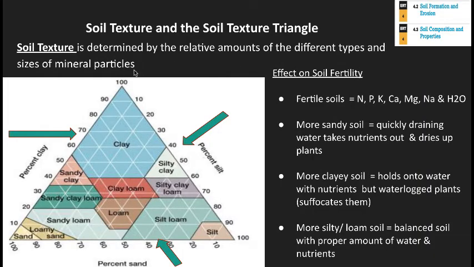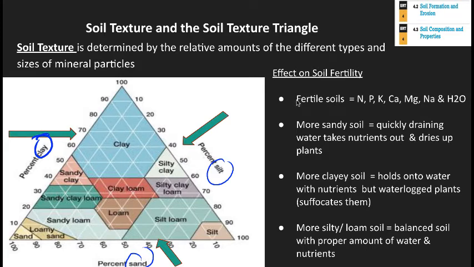Soil texture is determined by the relative amounts of sand, silt, and clay. We have the soil texture triangle, which we'll be getting into in a second. But the silt, the sand, and the clay are going to be the ones that determine what the texture is. And all the textures we have are inside of this triangle. You can see the different categories there.